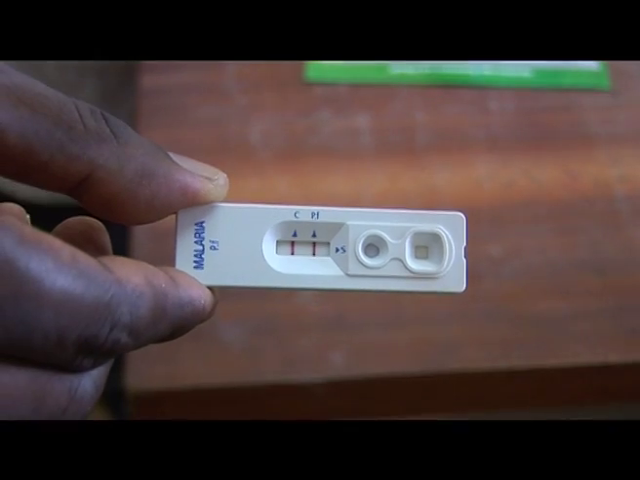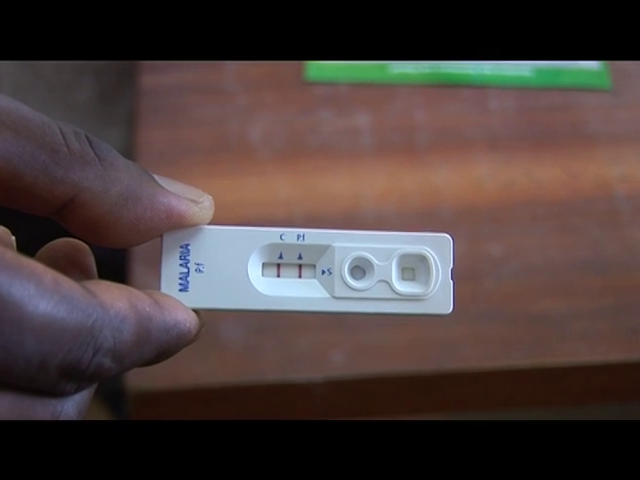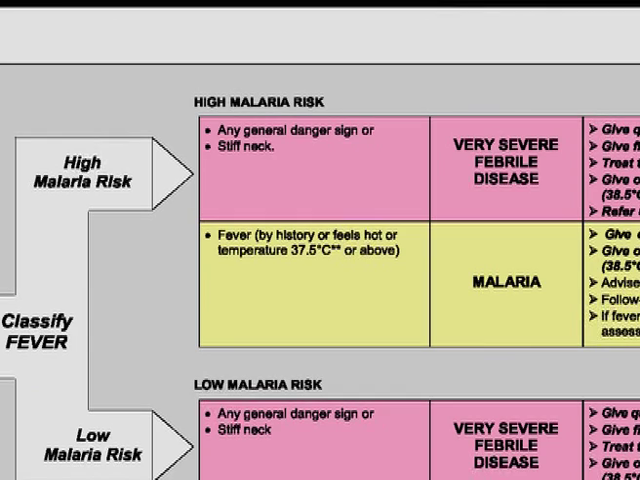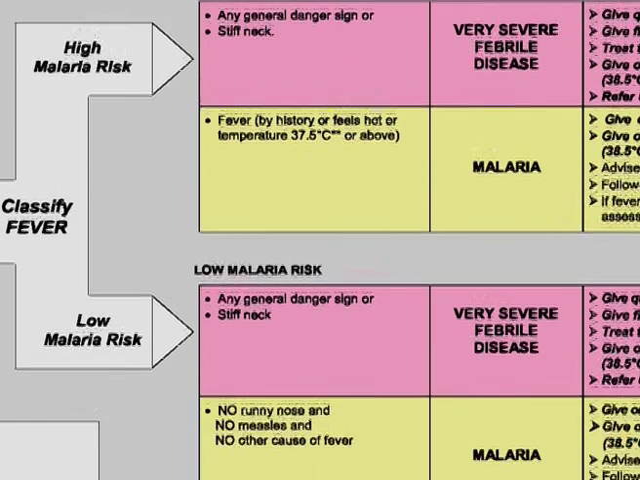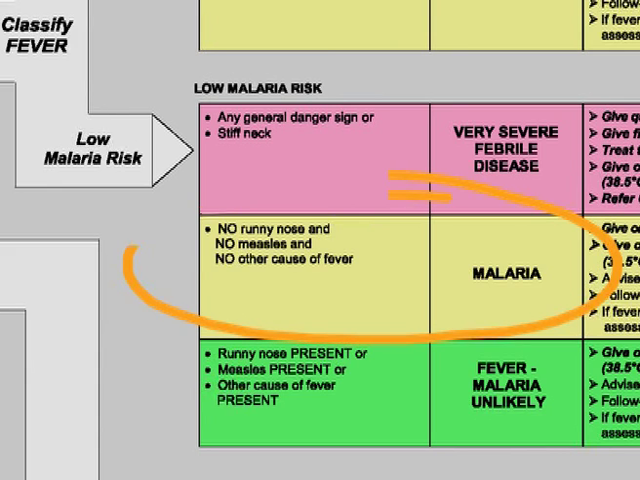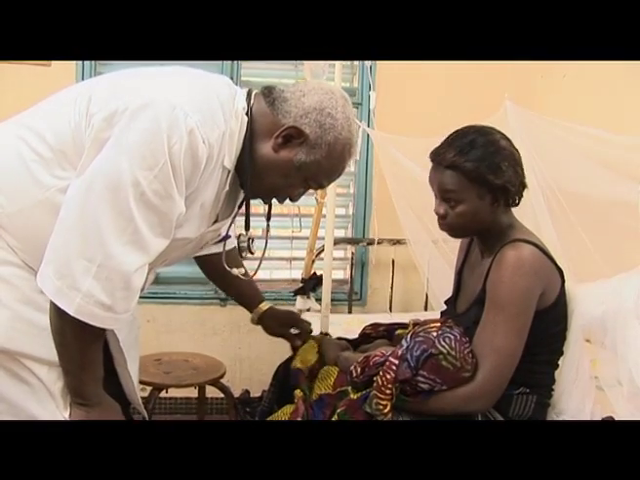for malaria antigen. The test should be done in the following children: all children from a high malaria risk area with no danger signs or neck stiffness, all children with fever and no general danger signs and no apparent cause of fever from a low malaria risk area. Look for other causes of fever.